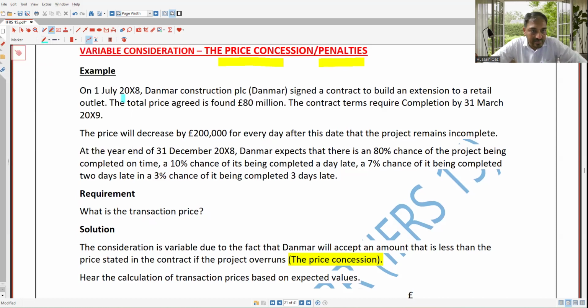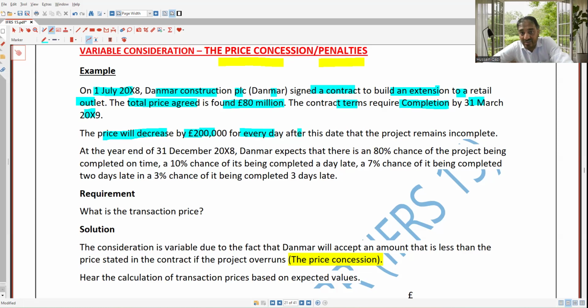Yes. On 1st July X8, Denmark Construction PLC signed a contract to build an extension to a retail outlet. The total price agreed is 80 million sterling. The contract terms require completion by 31st March X9. The price will decrease by 200,000, which means this is something called a penalty to the seller, or a price concession.